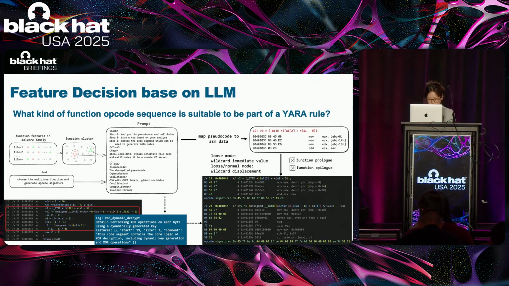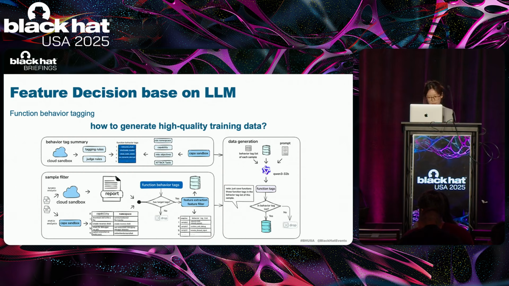And here is an example from pseudocode to YARA signature. Through our experiments, we found that the Qwen3 32B model performs very well in identifying function behavior and assigning correct labels based on pseudocode and the context information. However, if there are strict requirements on model response speed or cost, we suggest using Qwen3 as a teacher model to generate high-quality training data for fine-tuning smaller models.